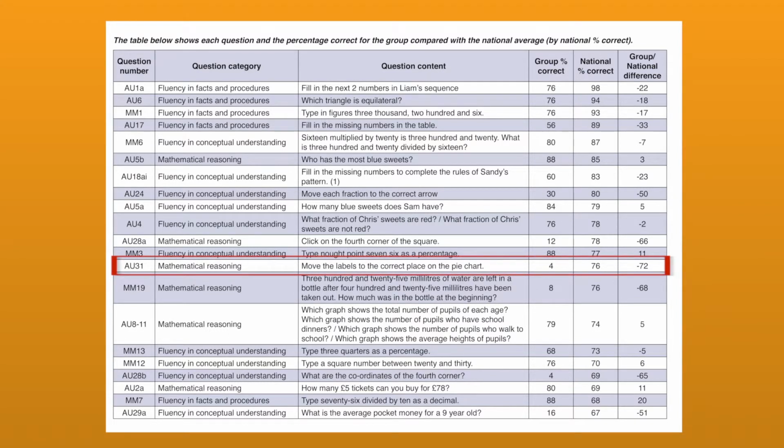For example, looking at question number 31 on mathematical reasoning and labeling a pie chart, the difference between this group's achievement and the national average is -72%. What could be the reason for this? Has this aspect been covered in class yet? If so, what common misconceptions or errors were identified?